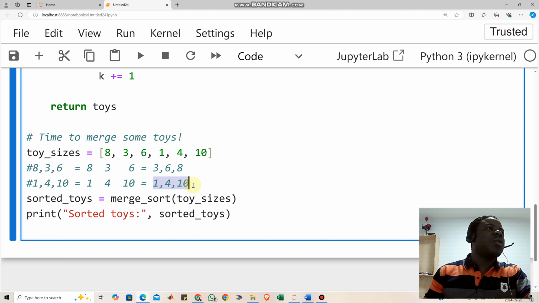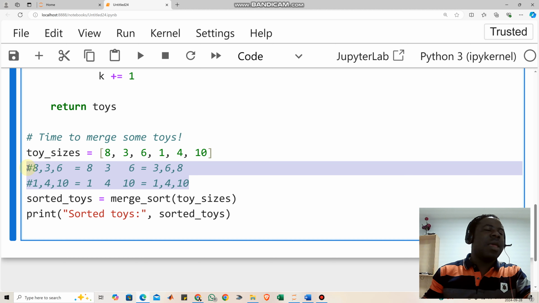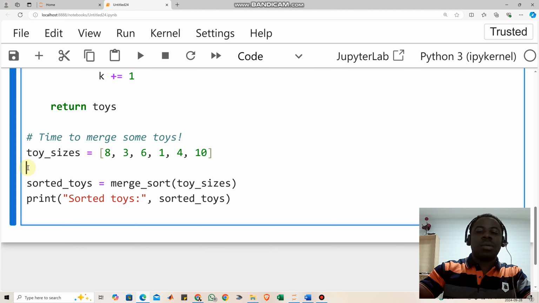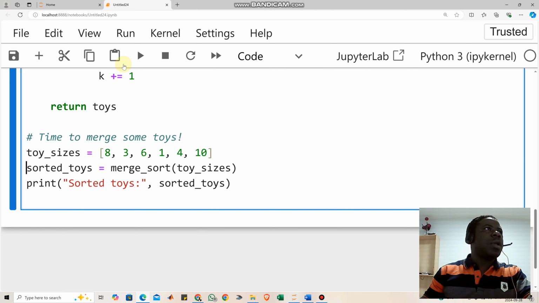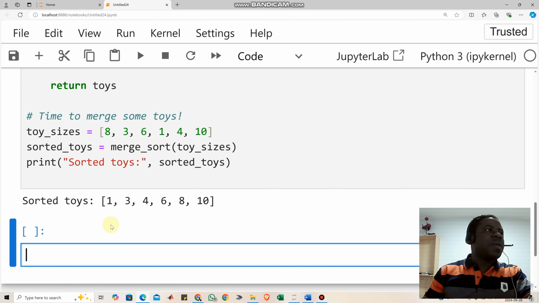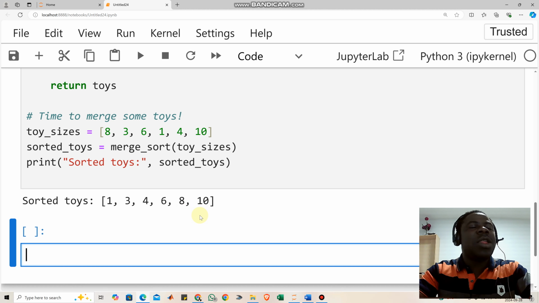Now let's run this code. I'm going to delete this to avoid confusion. So let's run this code. And you see we have 1, 3, 4, 6, 8, 10. And this is how merge sort algorithm works.